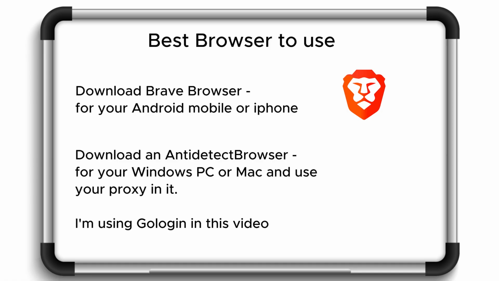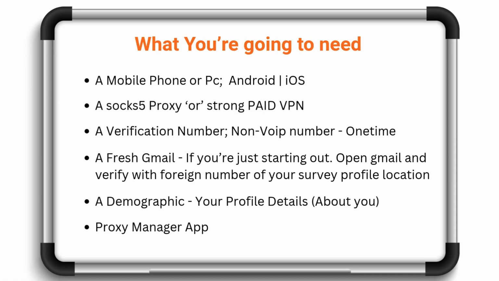And if the survey platform has an application, you can download it instead, like Attapoll. But some surveys are better done on websites, like Prime Opinion, for example. They have an application, and some people still prefer doing it on the website. You are going to need a SOCKS5 proxy or a very strong paid VPN.